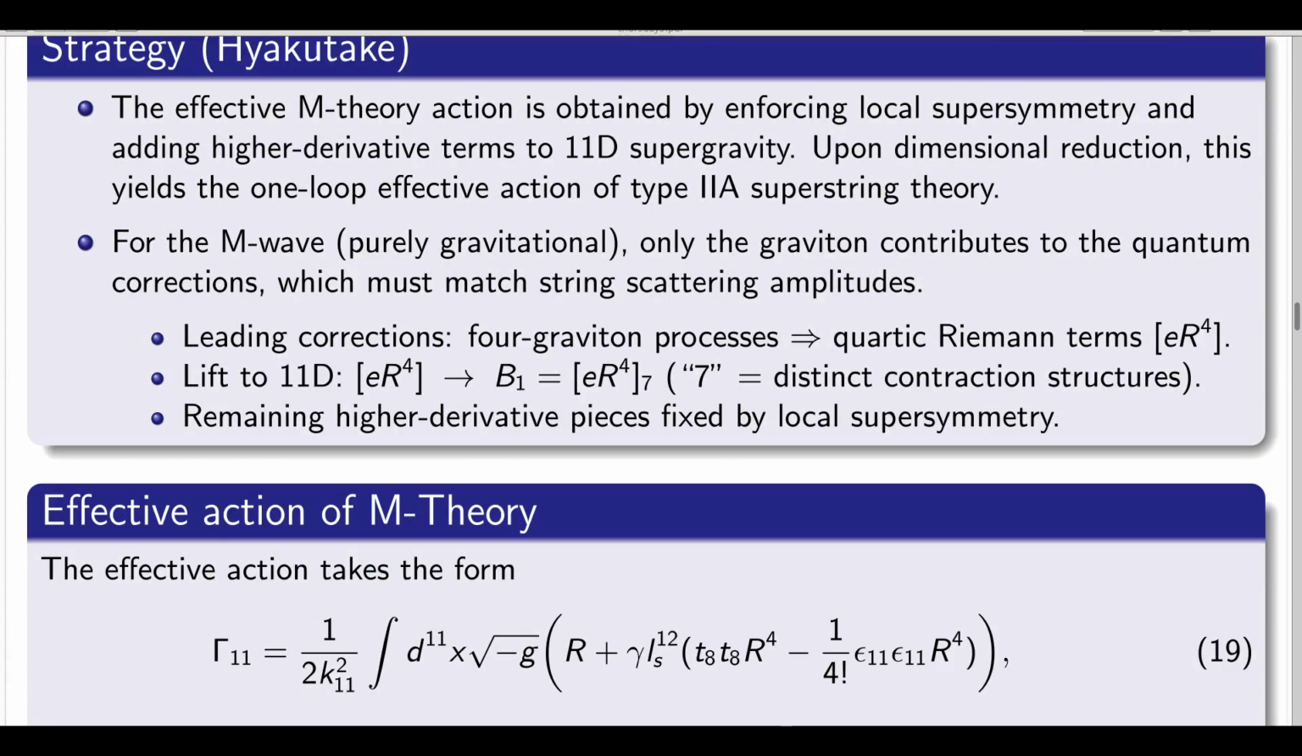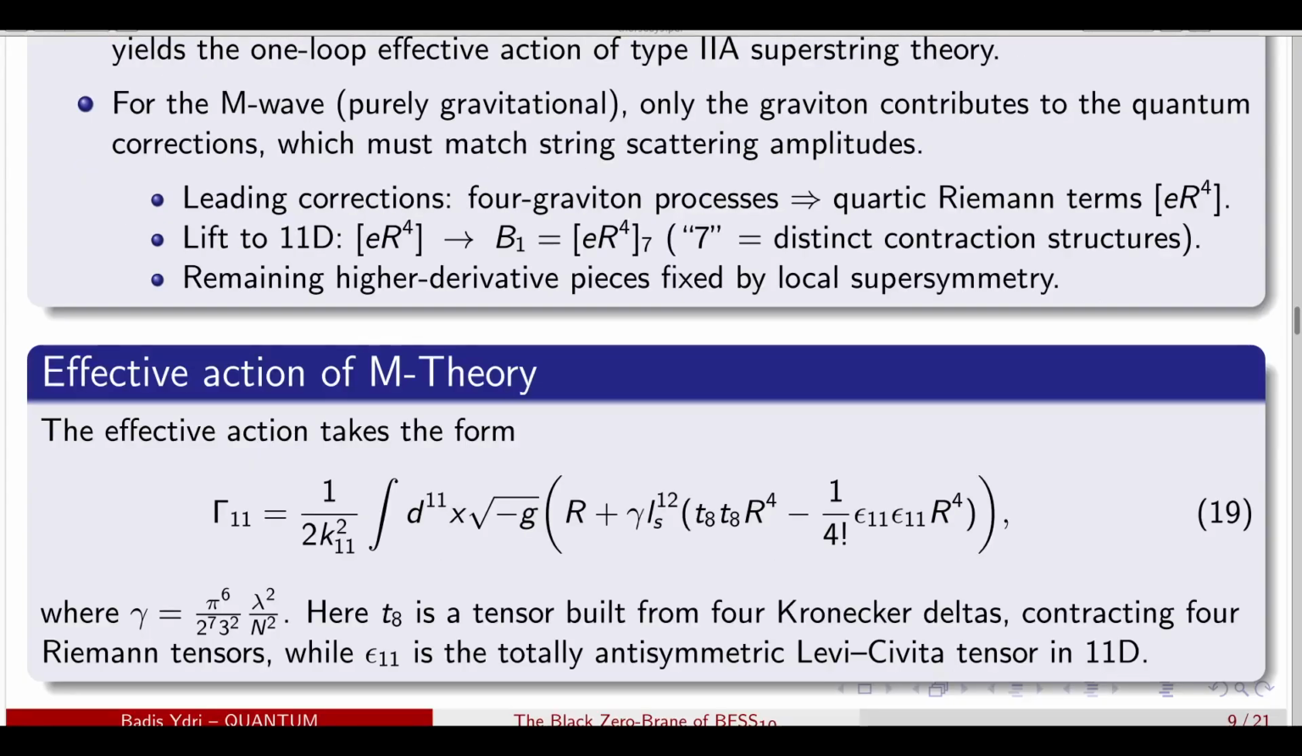In equation 19, we show the resulting quantum-corrected M-theory action, written in terms of the curvature scalar R and the quartic curvature corrections, multiplied by the small dimensionless parameter gamma, which is proportional to lambda squared over N squared. This parameter controls the size of one-loop corrections and is directly related to the inverse square of the number of colors on the gauge theory side.